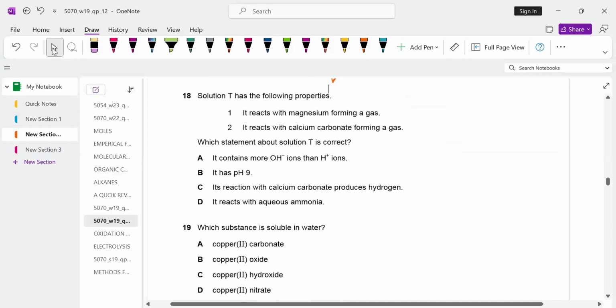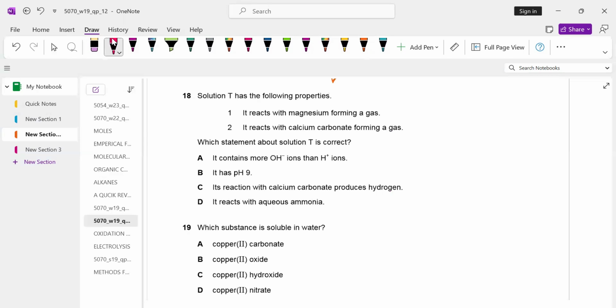Question number 18. Solution T has the following properties. It reacts with magnesium forming a gas. It reacts with calcium carbonate forming a gas. So these are the two properties of solution T. Which statement about T is correct? So T reacts with the magnesium to form gas. Metal plus acid forms the salt plus hydrogen gas.